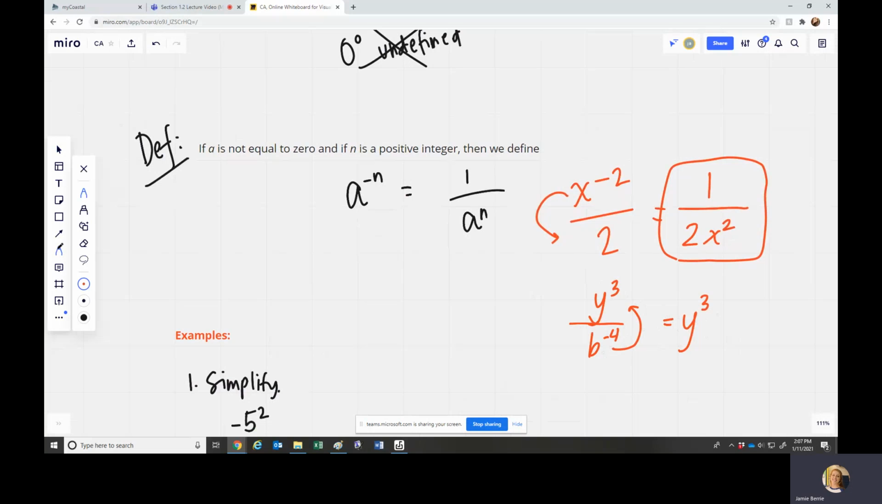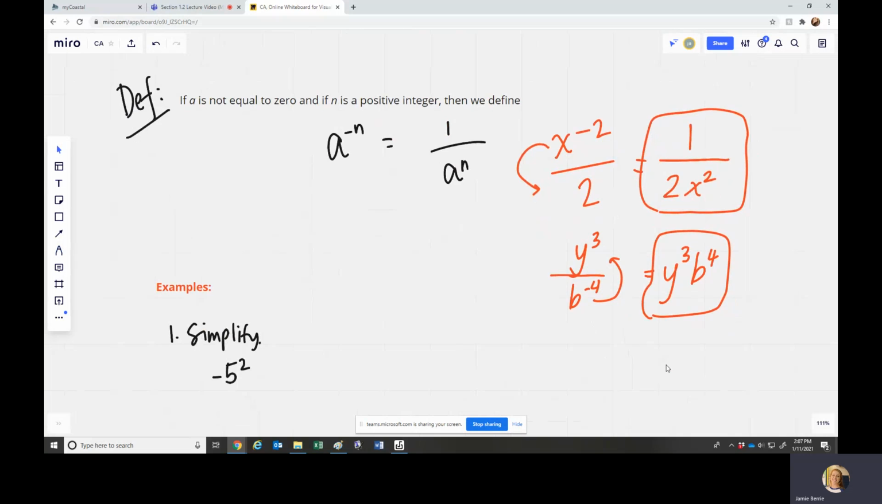But b to the fourth, that's going to move to the top. That becomes a positive 4. Now in the denominator, it's just 1. Anything divided by 1 is just itself, so you don't even have to write divided by 1. That would be your final answer. All right, so now you know how to take any exponent and change its sign.